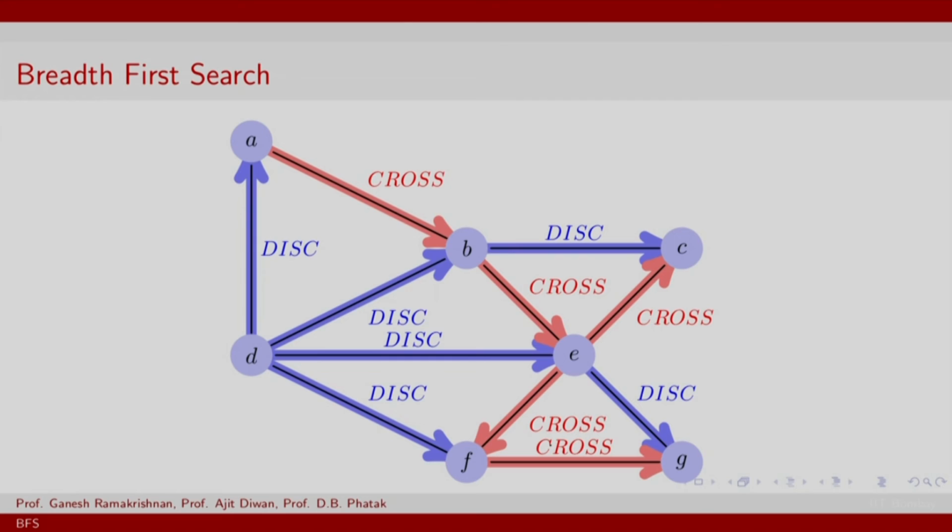Now these edges could be very useful in determining a tree for the graph, a spanning tree for this graph. So we know by observation that these discovery edges help you span all the nodes in this graph. So the blue discovery edges form a spanning tree. This is a spanning tree, there could be other spanning trees.